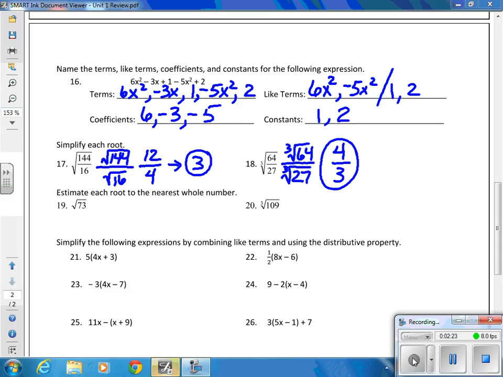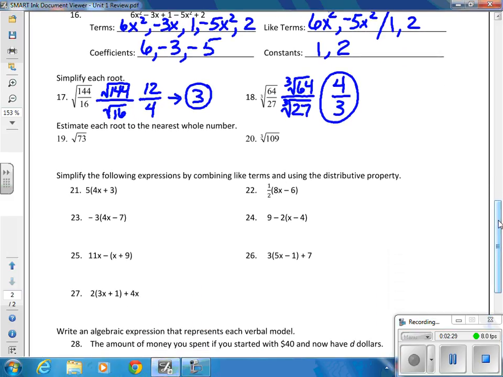For 19 and 20, you're to estimate each one to the nearest whole number, which means you will get decimals, but you will have to round off those decimals to the closest whole number that you can get. After seeing the square root of 73, it produces 8.544... because it keeps going, right? You only have to look right behind the decimal. Okay, that 5 is 5 or higher, so that means it's going to bump the 8 up. So the square root of 73 is closest to the number 9. That's the nearest whole number.